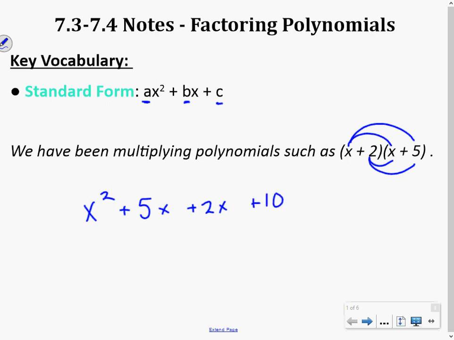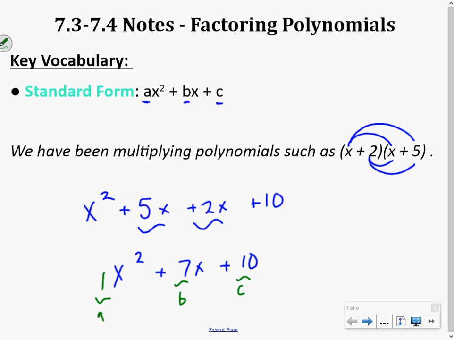Now, I want you to notice that we have 4 terms here, and we've been looking at factoring things with 4 terms, so there's going to be a connection. But typically what we did after this was look for like terms, noticing that we could combine those middle terms together to create x squared plus 7x plus 10, a trinomial with an a value of 1, a b value of 7, and a c value of 10.